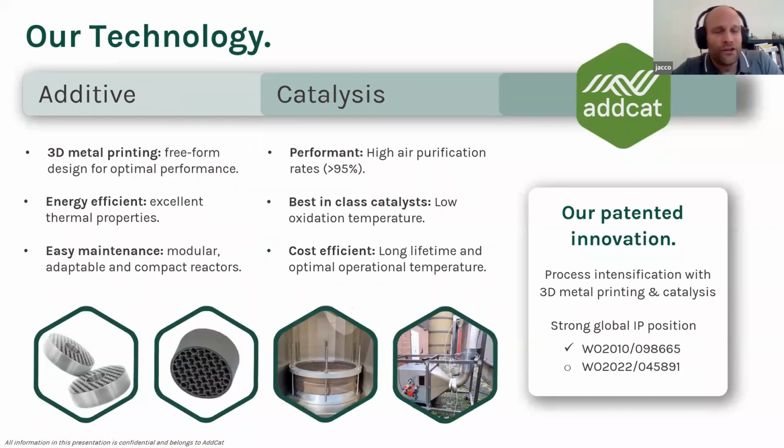To dive a bit more into the technology, we optimize the flow pattern through the catalytic oxidation reactor. We have to make sure that the contaminants interact with the catalyst surface. So we optimize the flow pattern in that sense, so that this always happens in our reactor systems much better than in competing catalytic oxidizers. Moreover, we make use of a best-in-class oxidation catalyst, which ensures that we have low oxidation temperatures, and also due to the high thermal conductivity of the metal core of the reactor structure, we have excellent thermal properties and an energy efficient process. All in all, this gives us a very high performing air abatement technology with high air purification rates of above 95%.